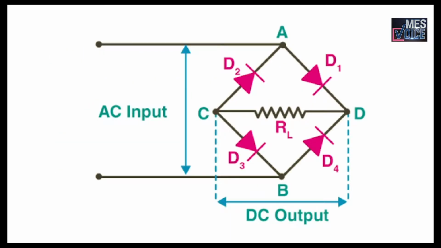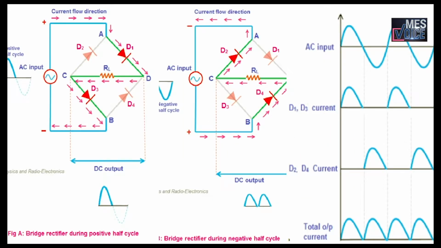Dear students, today we are going to discuss the bridge rectifier circuit. This is the circuit diagram of a bridge rectifier. Four diodes are required for constructing a bridge rectifier. We can give AC input and we will get the DC output in this circuit.